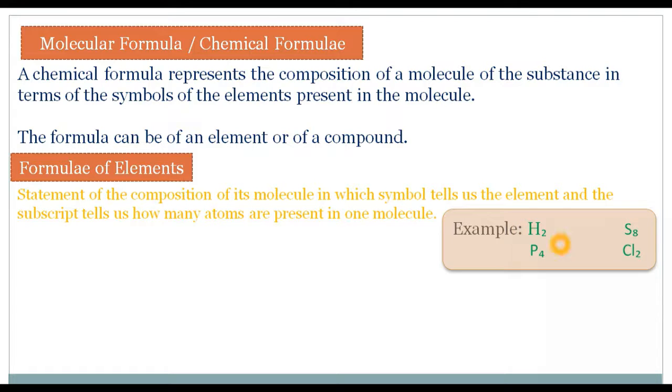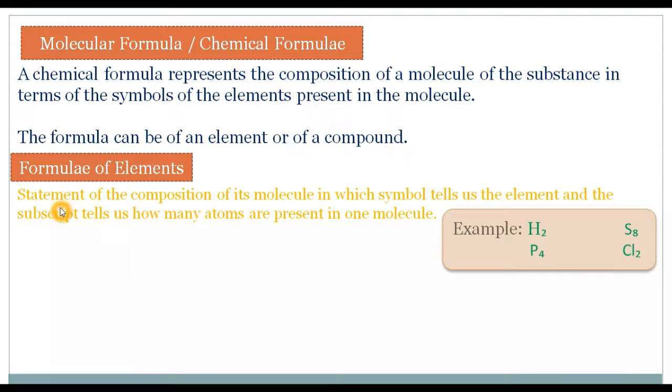Similarly, if we look at the formula of elements, for sulfur we know that for 1 molecule of sulfur, 8 atoms of sulfur combined. 4 atoms of phosphorus combine to form 1 molecule of phosphorus. And here 2 atoms of chlorine have combined to form 1 molecule of chlorine. For inert gases like helium, neon, argon, as you know, they are monoatomic, only one atom is there. So their symbol and their formula are just the same. Ne is the symbol of neon, and Ne is also the formula for neon. And the same goes for the metals also.